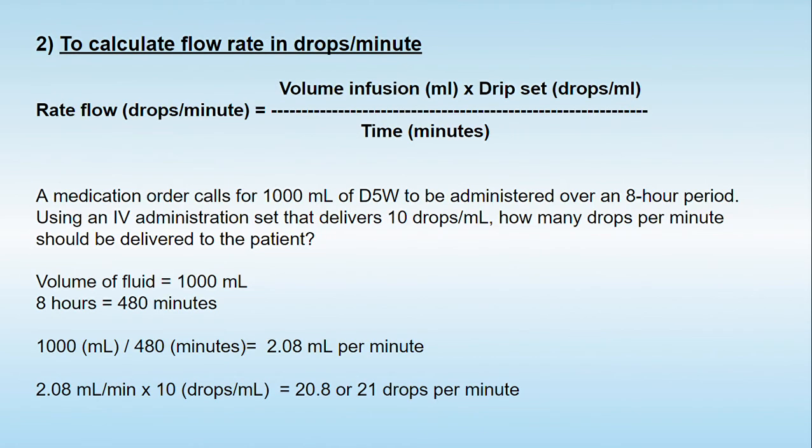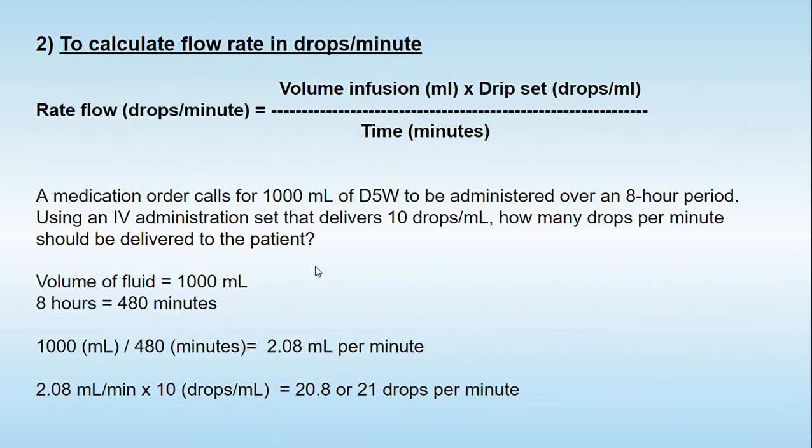The second is to calculate the flow rate by using this formula. This is very important when I want to exactly calculate the flow rate in terms of how many drops are coming out from that IV cannula per minute. So it is equal to the volume of the infusion in ml multiplied by the drip set, that is drops per ml, divided by the time in minutes. So that's a very important thing.